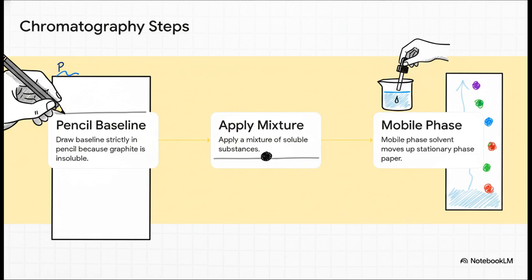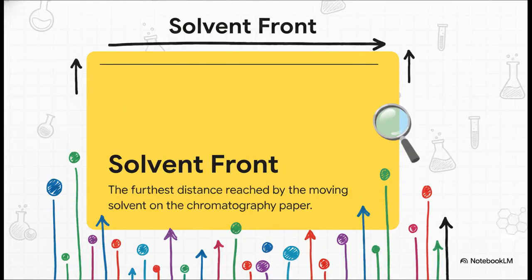So once you have that safe pencil line, you apply a spot of your mixture and just let the mobile phase solvent creep its way up the paper. Now, as that solvent travels up the paper, carrying the different substances at different speeds based on their solubility, it creates this visible line. We call this the solvent front. It represents the absolute furthest distance reached by the moving solvent. And honestly, noting exactly where it stops is a vitally important measurement for the next step of our analysis.